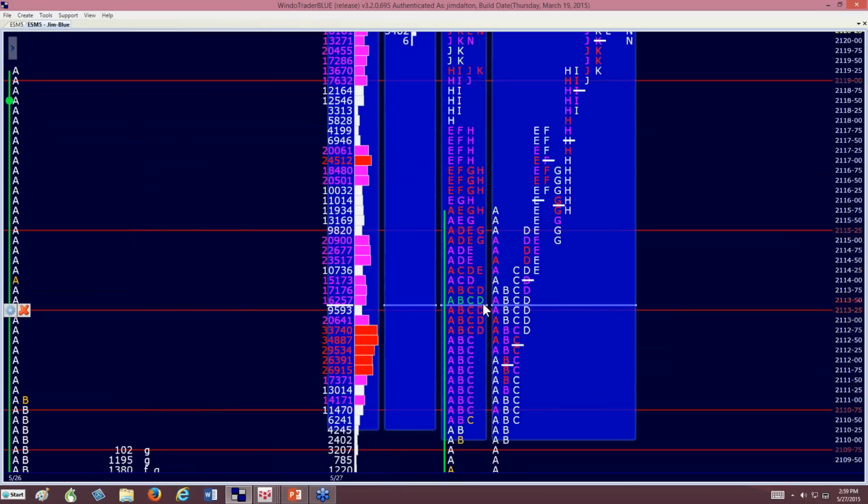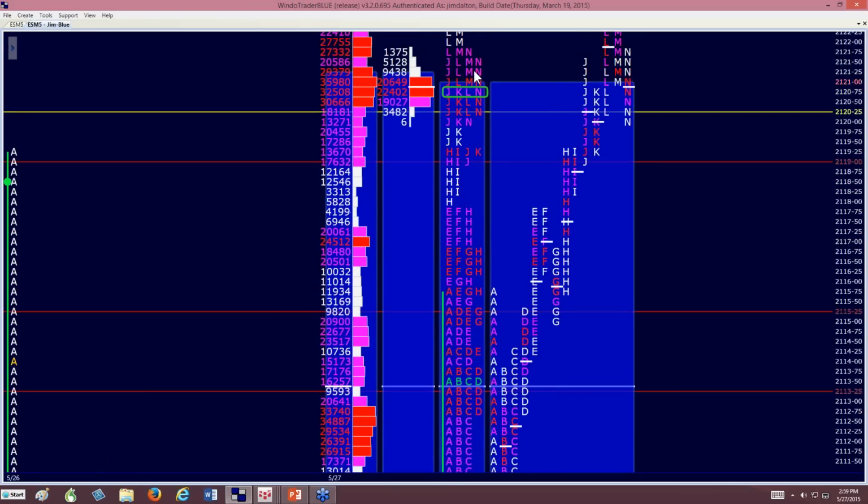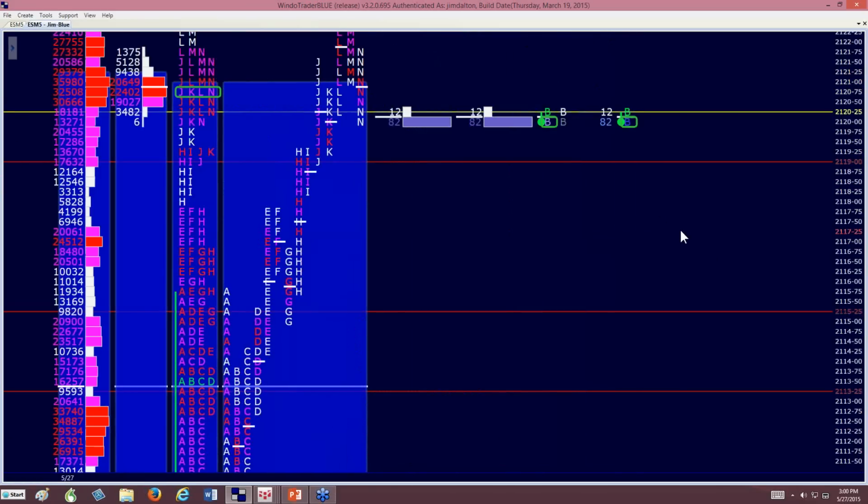This area right here, I called it an anomaly. 1, 2, 3, 4, 5. I did not count the single print. 6, 7. I counted 7 anomalies. But I don't have any objection if you call the single print an anomaly.